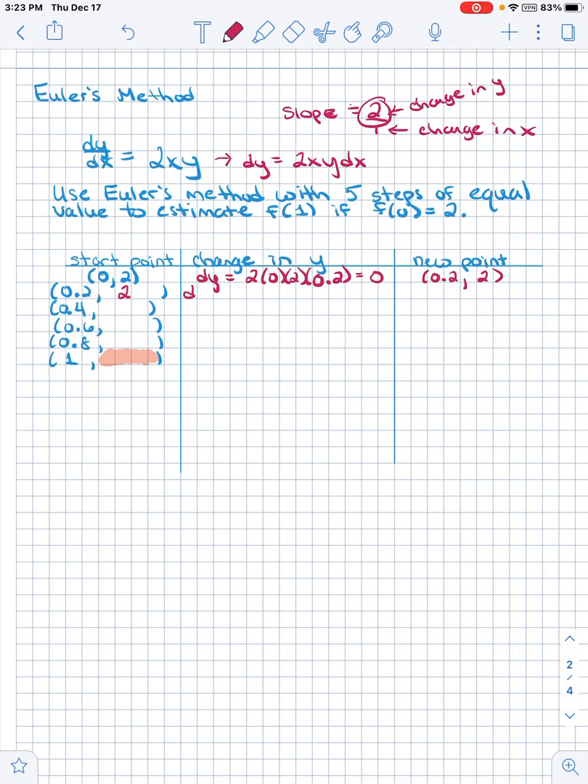Now I'm going to find dy. dy is 2 times x times y times dx. How much is x changing by? 2 times 2 is 4. 4 times 0.2 is 0.8. 0.8 times 0.2 is 0.16. Okay, so now my new point: I know that x is changing by 0.2 every time, and I know now that y changed by 0.16, so my y value went up by 0.16, so that's the new y value.